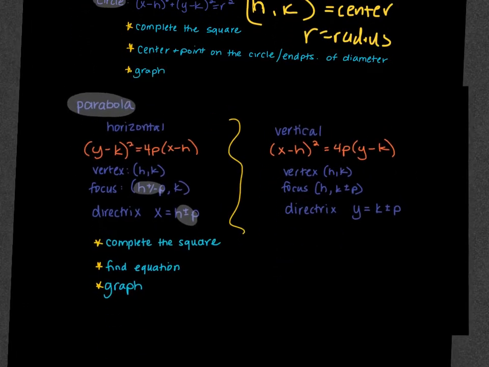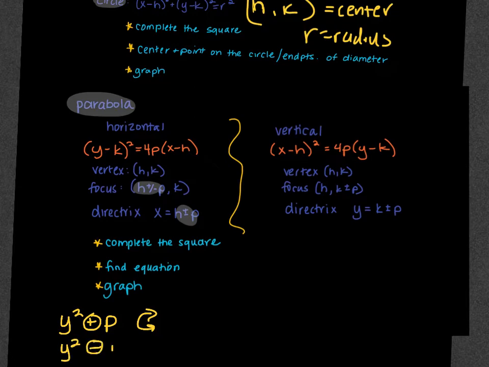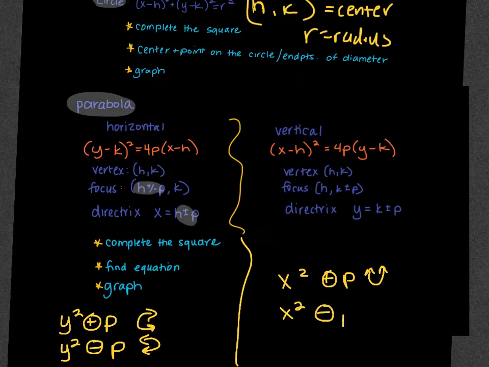The other thing in this section is the parabola, right? So a horizontal parabola and a vertical parabola. If the y is squared and there's a positive p, then it points to the right. If the y is squared and there's a negative p, then it points to the left. If the x is squared and there's a positive p, then it points up. And if the x is squared and there's a negative p, then it points down.